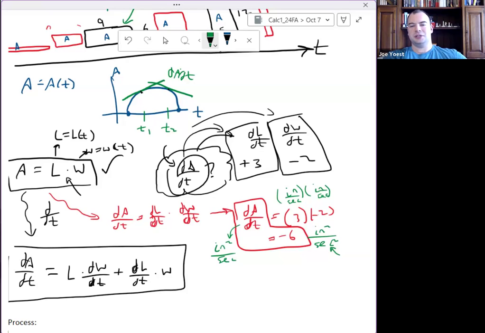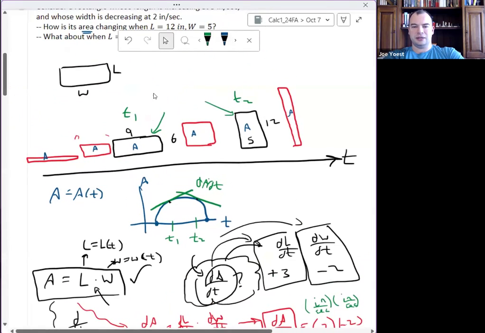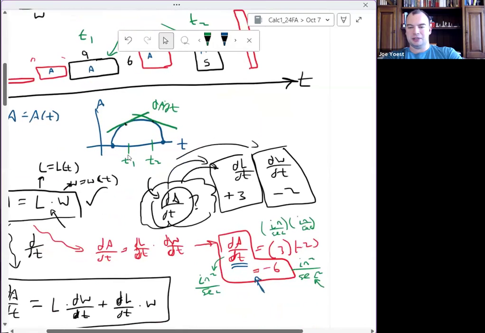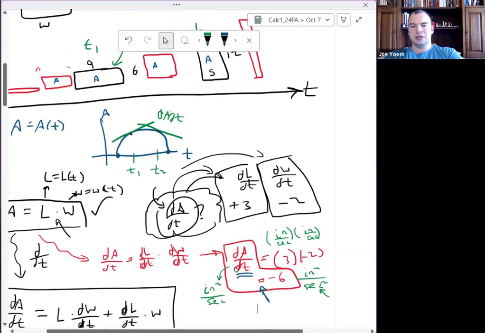That might be one indication that something's wrong. The other indication is that dA/dt is just a constant -6. It has no explicit dependence on t, or implicit dependence on t through L and W. In other words, as this movie plays and the rectangle goes from being short and wide to tall and skinny, wherever I take a snapshot, I'm claiming that dA/dt would still be -6.